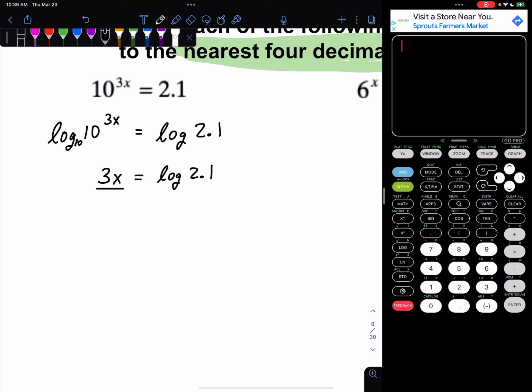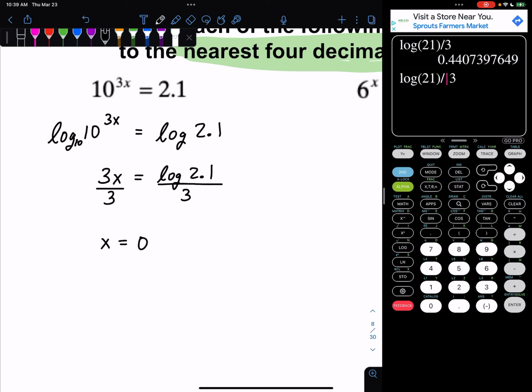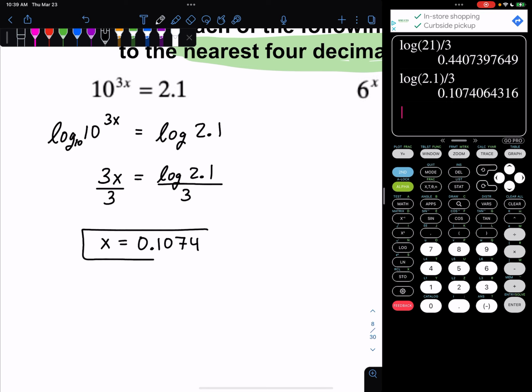You're going to divide by 3 on both sides. X is going to be equal to, let's see, log 21 divide 3 is 0. Oh, not 21. Silly me, it's 2.1. Oh my goodness. See, this is why you have to be careful. 0.107, and it said 4 numbers, so 4. There you go.